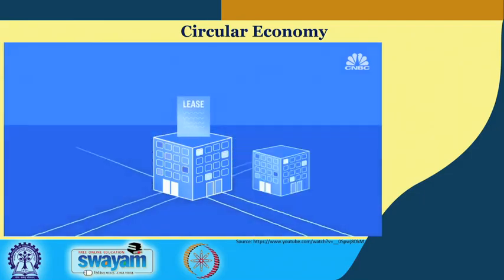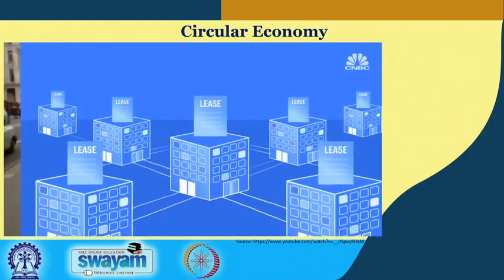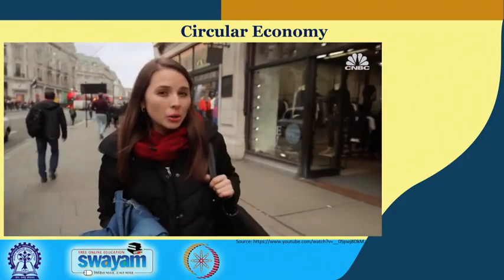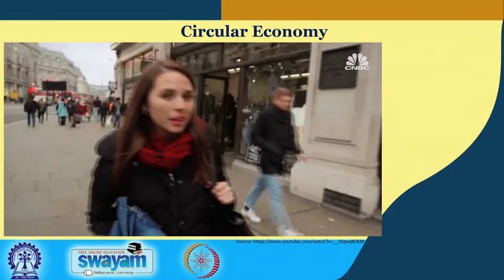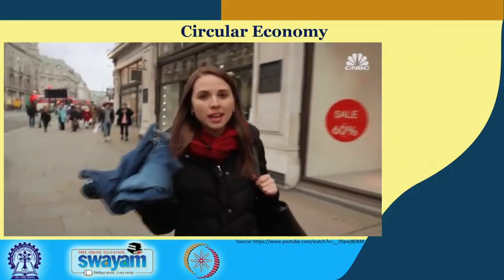And it turns out lots of companies are looking for ways to get involved. Take H&M, one of the world's largest clothing retailers. It's working on a strategy to become 100% circular. The company collects old garments in its stores and recycles them.